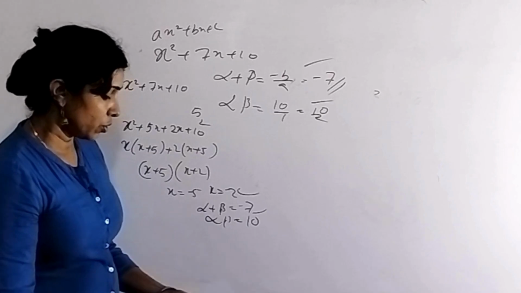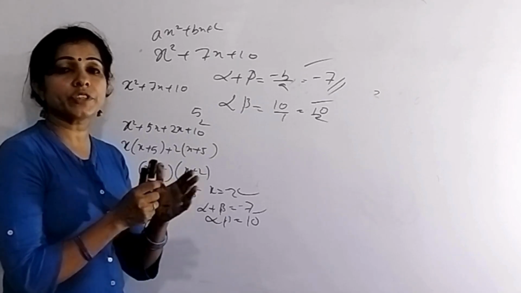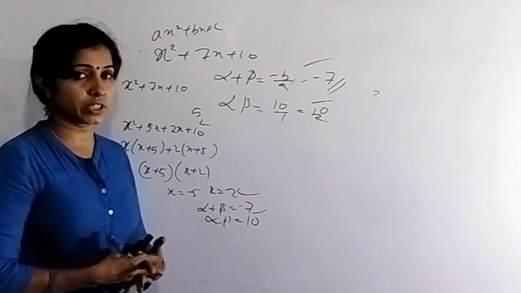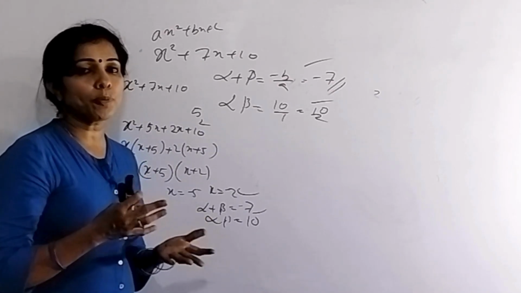So now you have got clear about this concept, how the coefficients of the polynomial are related to the zeros of the polynomial. Okay, now we can go through the cubic polynomials.